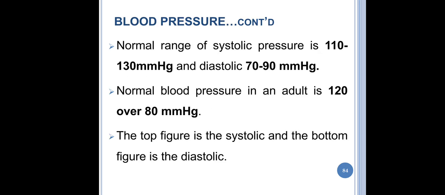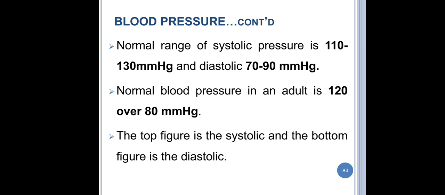So what are some of the normal ranges? The normal range of systolic pressure is usually 110 to 130. And diastolic is about 70 to 90. Some books will tell you 60 to 90, and it's not a problem. Even for the systolic, some will tell you about 90 to 120. So you should get all these measurements correct. These are just ranges.